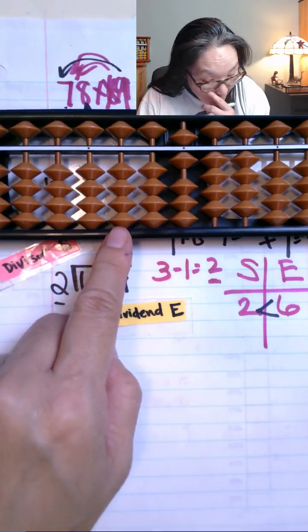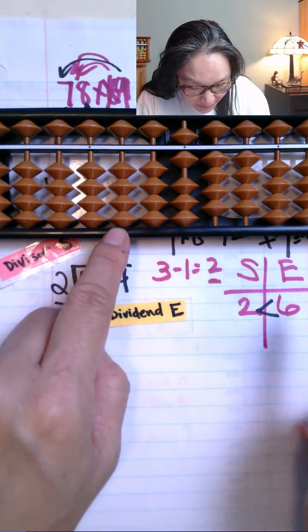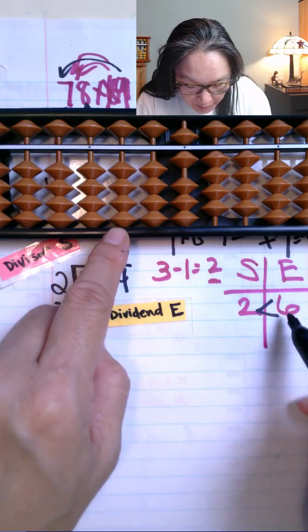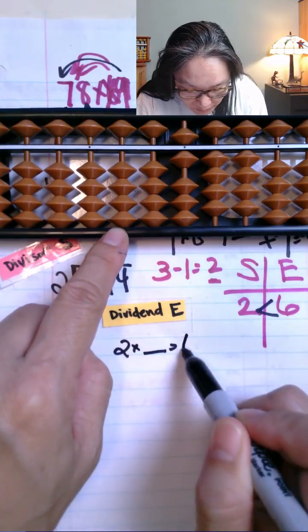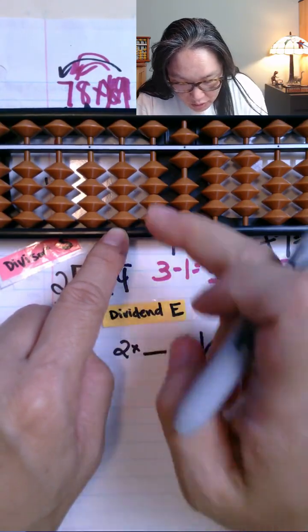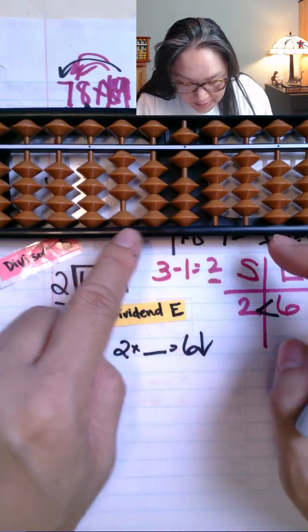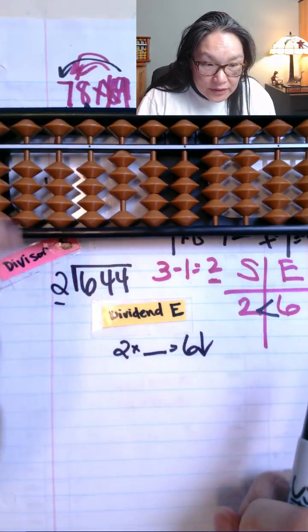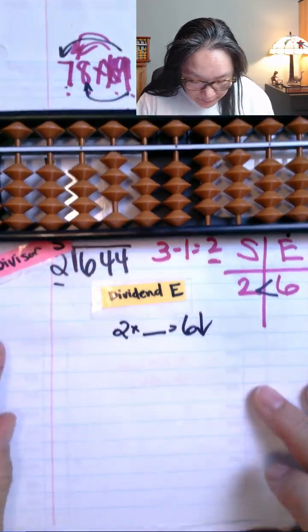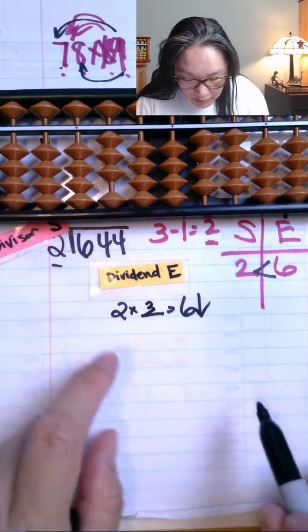Thank you, Melinda. So what does that mean? Because the dividend is bigger, we're only going to do 2 times what is equal to 6 or less. 2 times 3 is equal to 6. We still have dividends left. Thank you, Melinda. That's the 3.